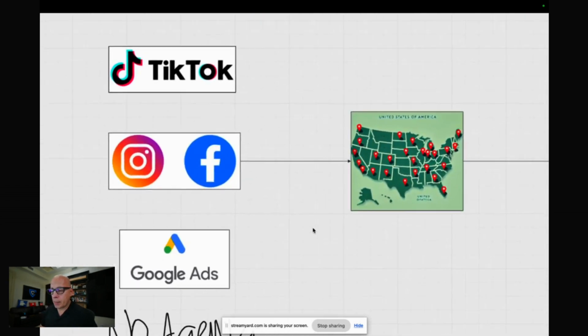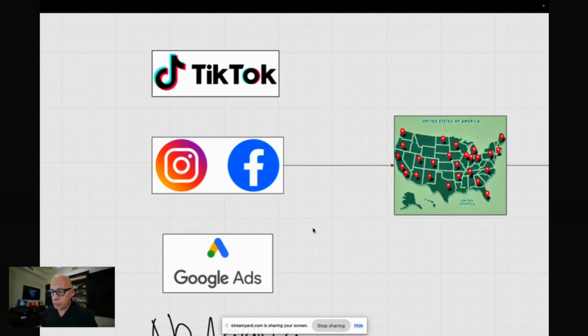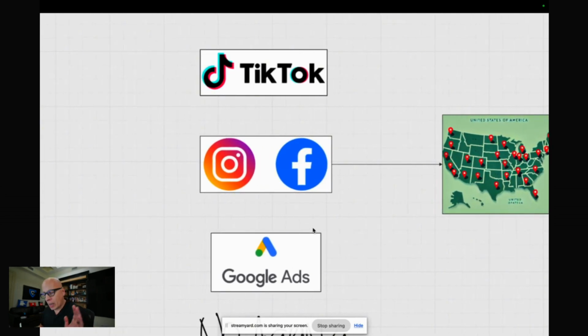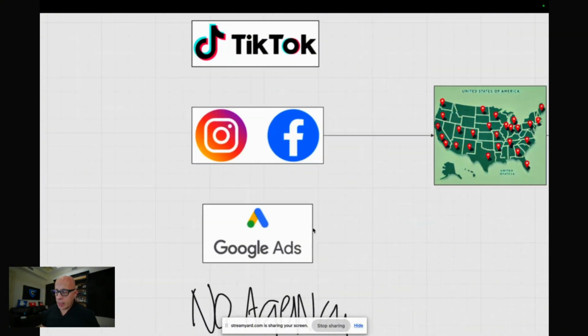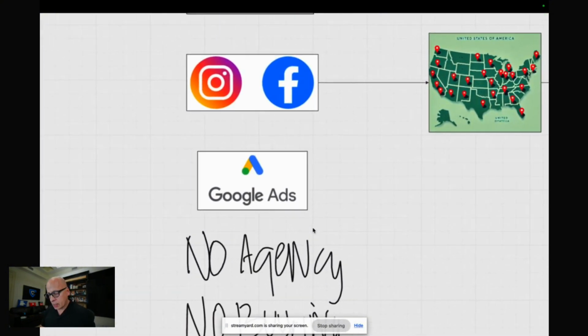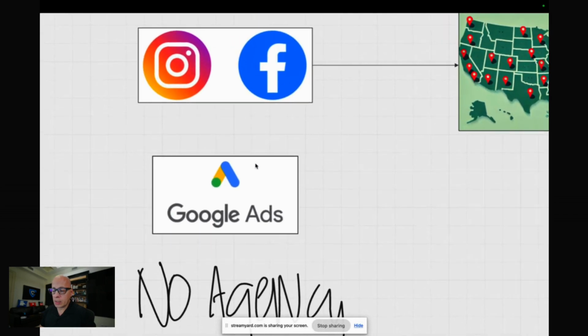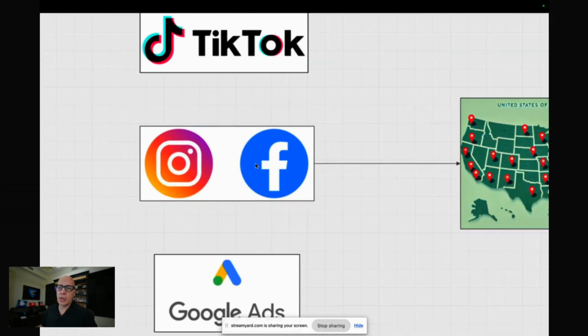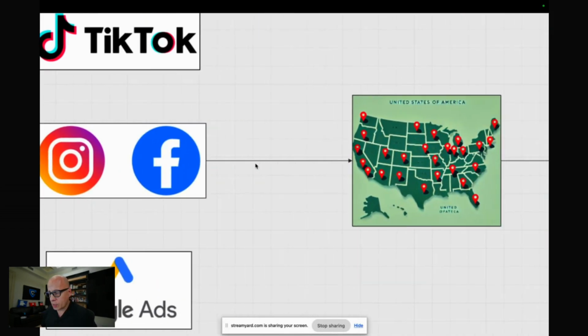Now, I'm going to give you an example of how this would work in Facebook and Instagram, but we also do this on TikTok, and we also do this with Google. Now, if you're brand new starting out, I would recommend you start with either Facebook ads, or you can also start with TikTok ads. Google ads is generally more expensive to run, so you need a higher budget. With Facebook ads, you can get started with as little as $20 a day.